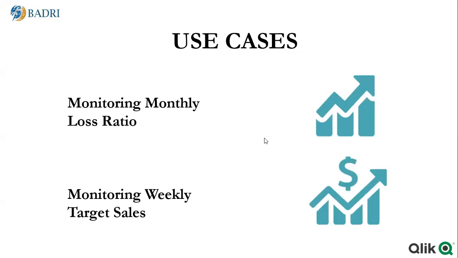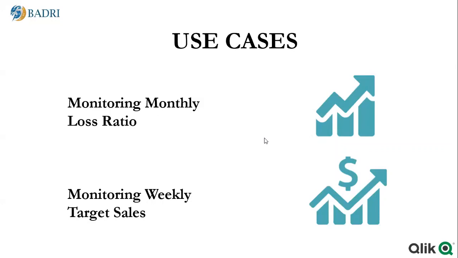Let's try to understand with the help of a few use cases. Let's suppose the manager wants to keep an eye on the monthly loss ratio. Now, what he can do is create an alert on the loss ratio for the current month and set a threshold, let's say 80%. This will notify him whenever the loss ratio goes above the predefined threshold, which was 80%.